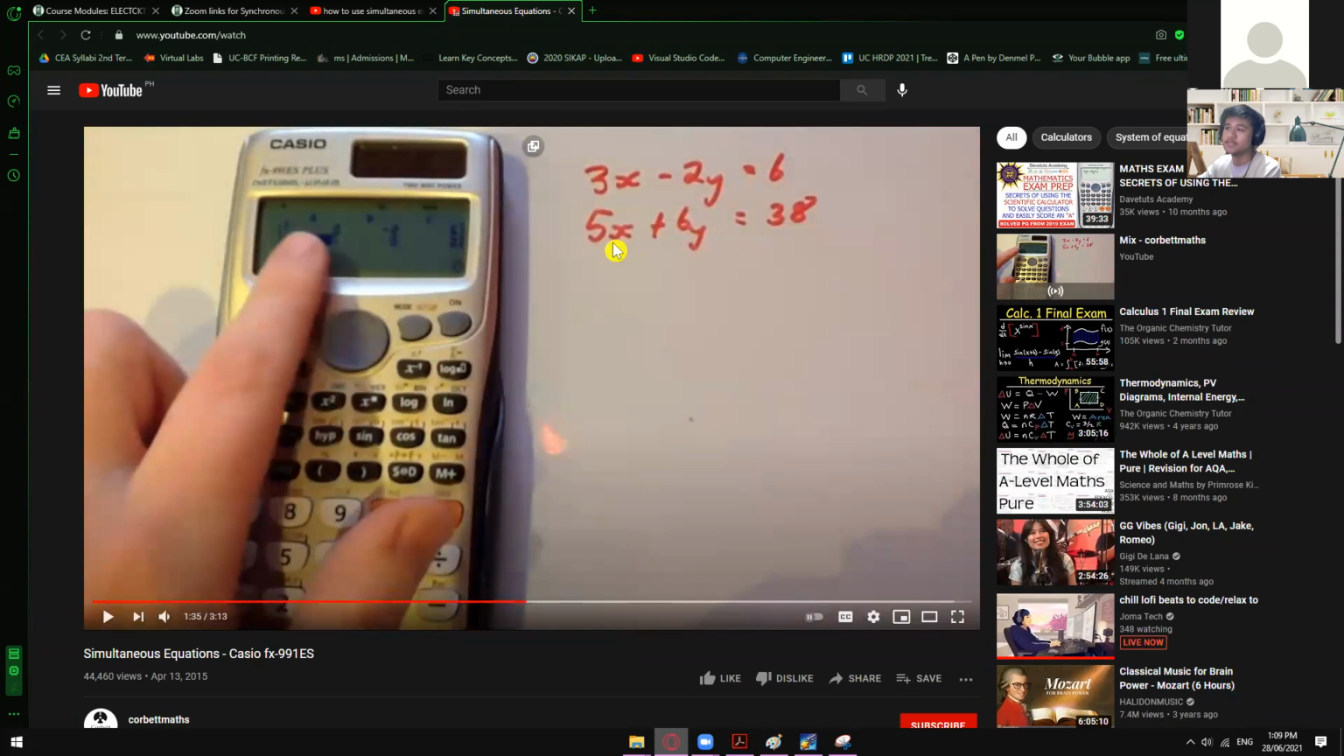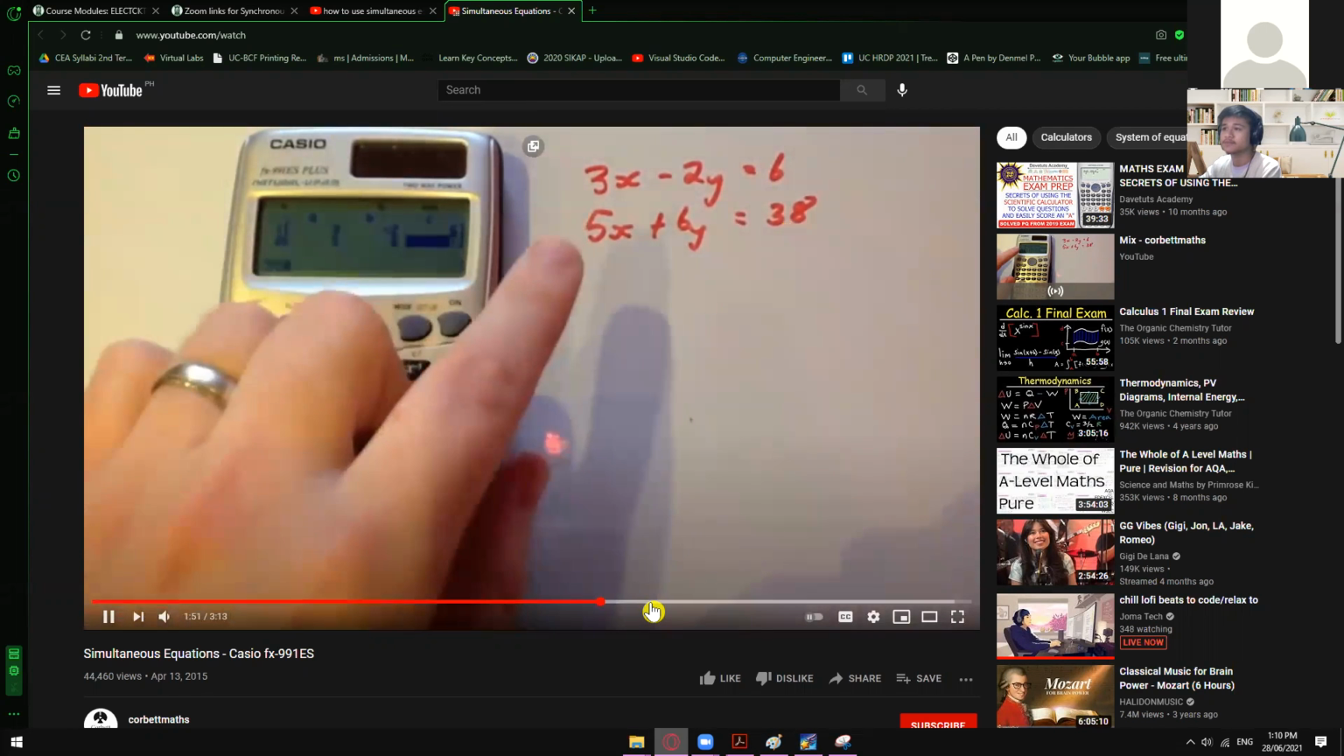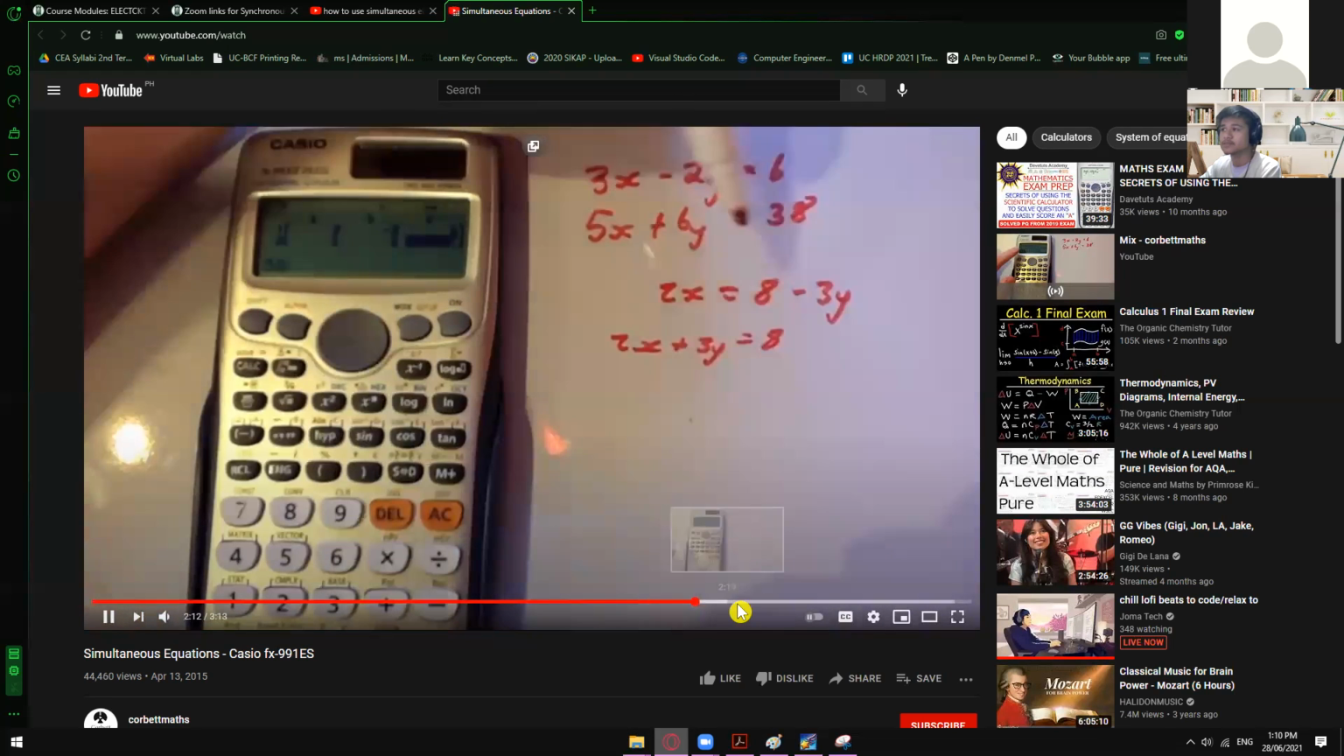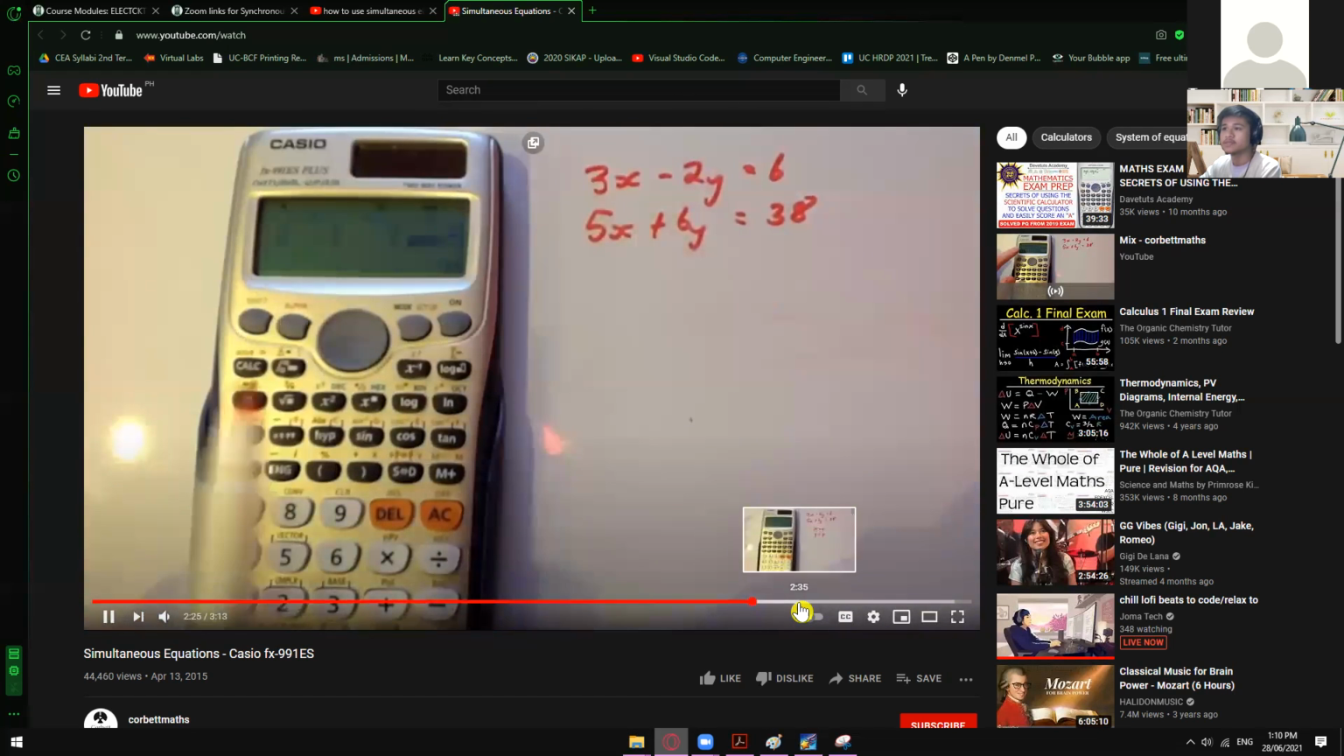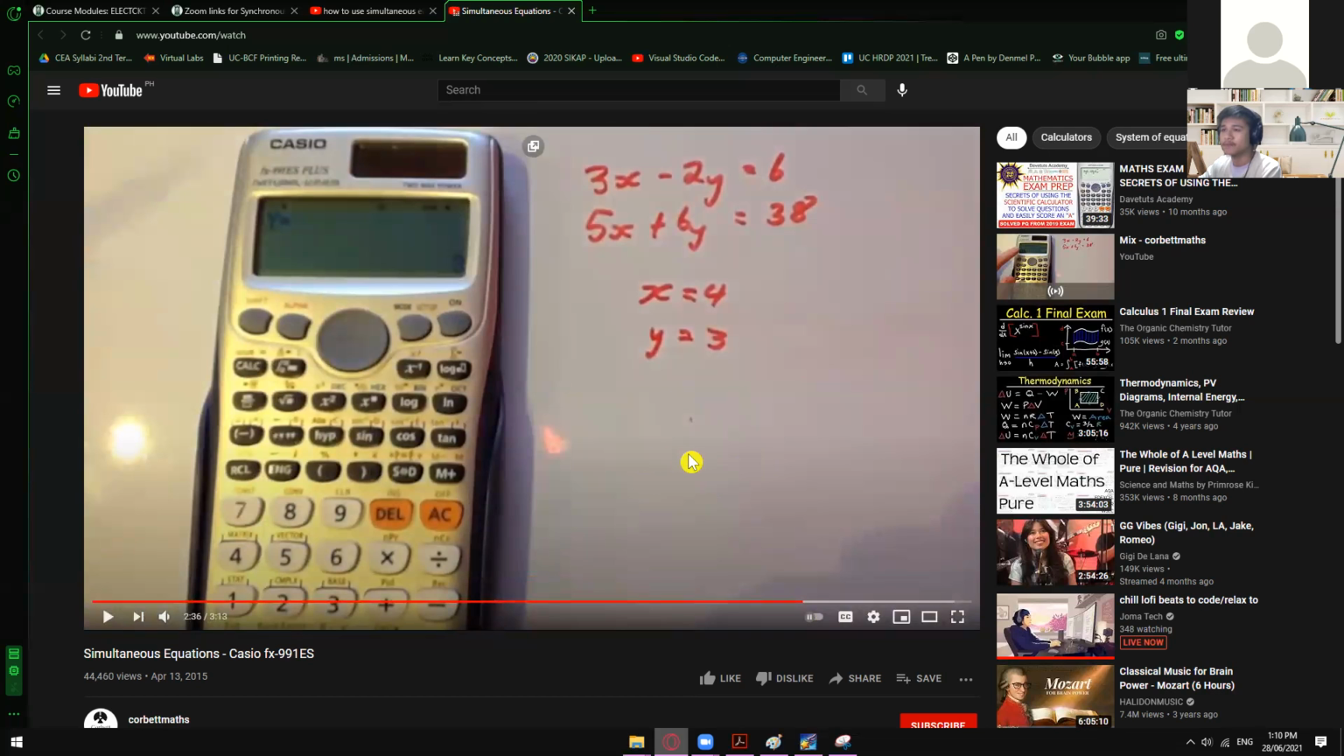Do the same on the second equation. So 5, equals, and then it will lead you to the second expression, which is the letter B. So +6, equals, and the last one is 38 and then equals. After that, if you press equals, it will give you the values of your x and y. The solved value from the calculator is x equal to 4, and y equal to 3.